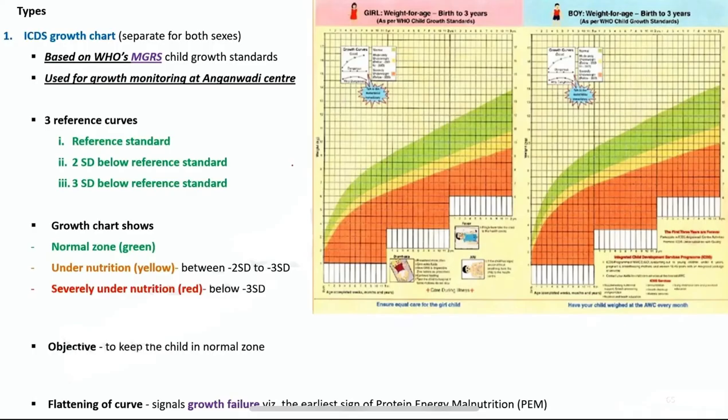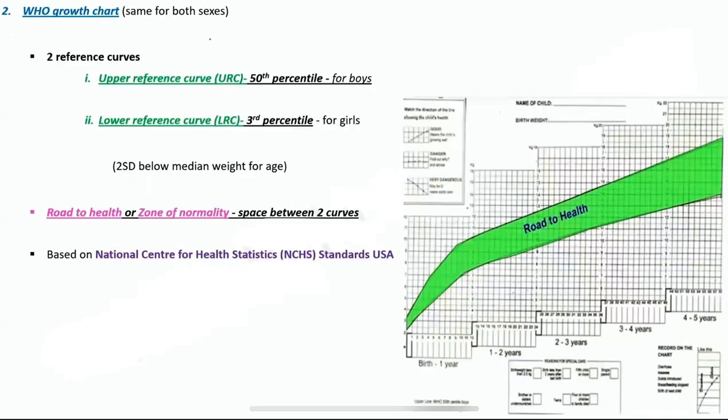Next, we have the ICDS growth chart. It is based on the World Health Organization's MGRS growth standards, and it is used for growth monitoring, especially at the Anganwadi centers. So which card is used in the Anganwadi centers? It is the ICDS growth chart.